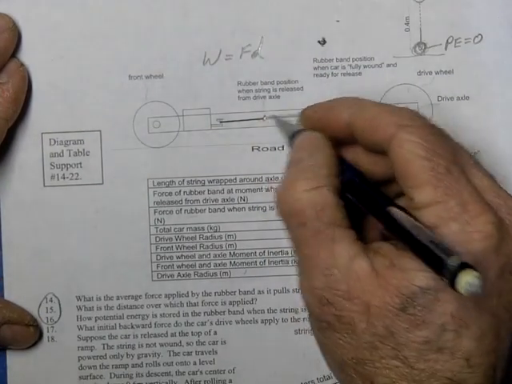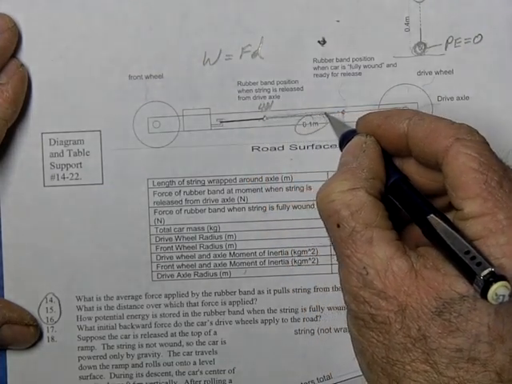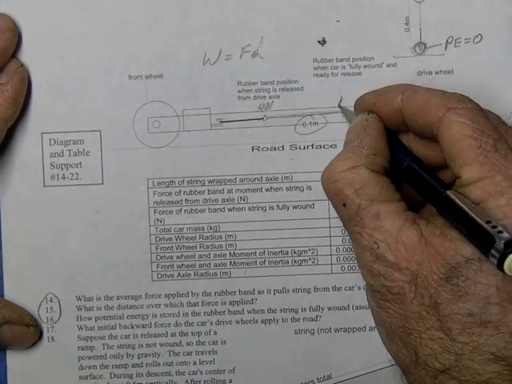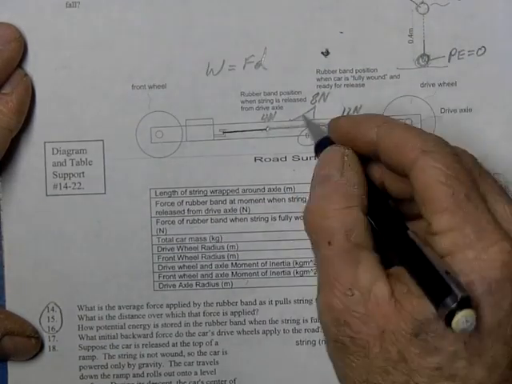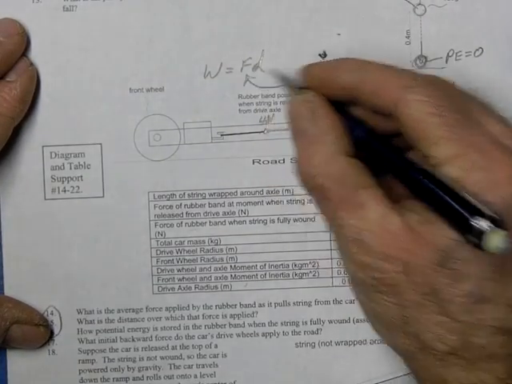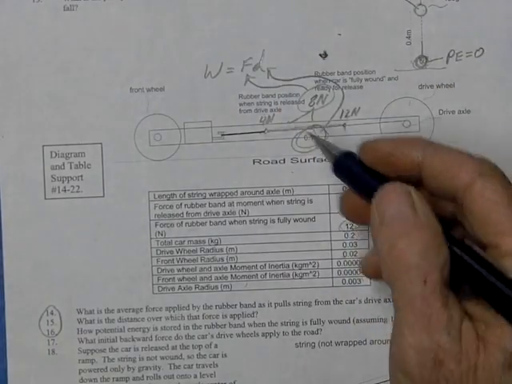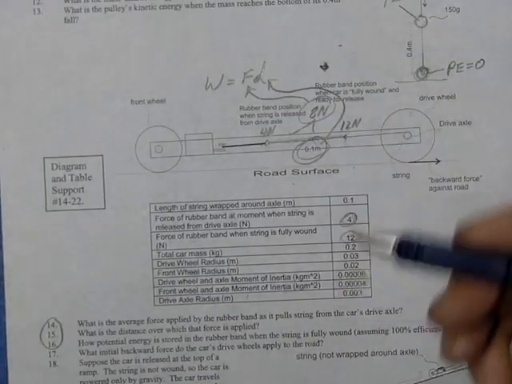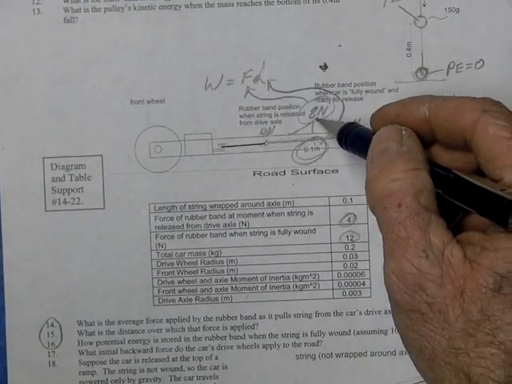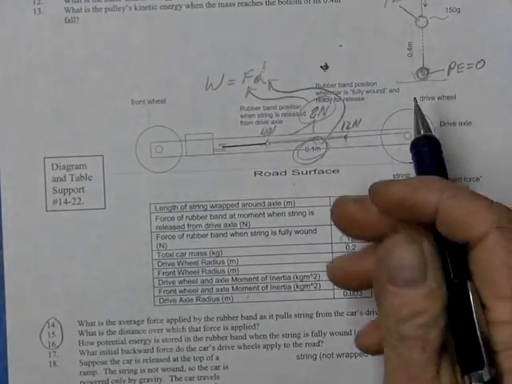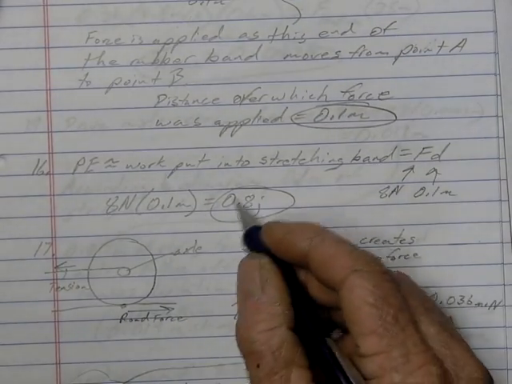So we apply a force here. When we start to stretch this thing back, we apply a 4 newton force. And then we stretch it, stretch it, stretch it. We're applying a stronger and stronger force. And by the end, we're applying a 12 newton force. As we figured out, the average force was 8 newtons. So that's the number we use for our force. The distance that we use is 0.1 meters. So the work, or the amount of energy that we use to stretch this back, or I guess you could say the potential energy in the rubber band, is 8 newtons times 0.1 meters. And when you do that, you get 0.8 joules.